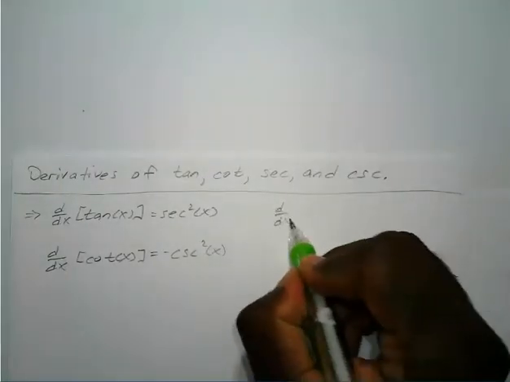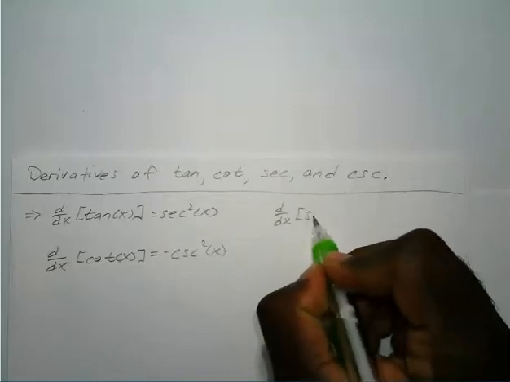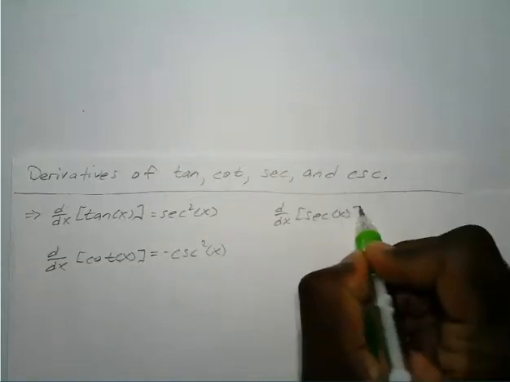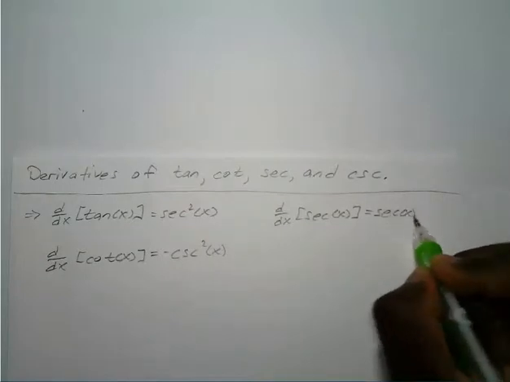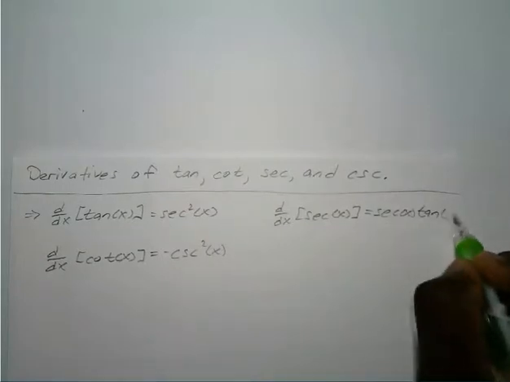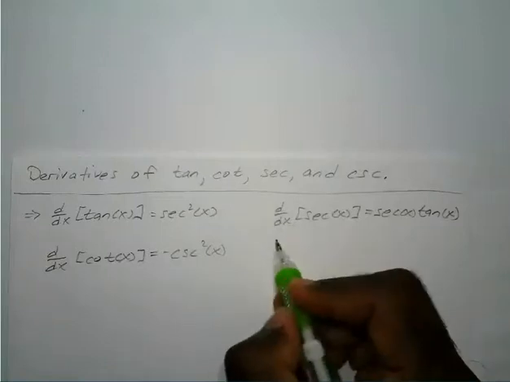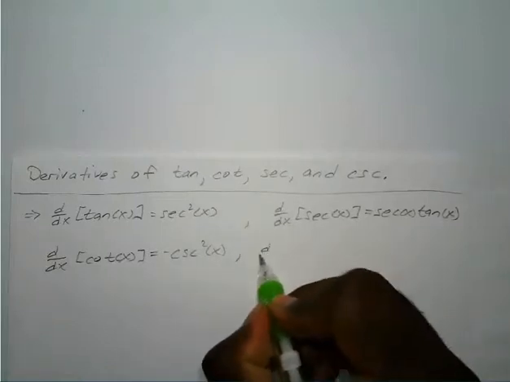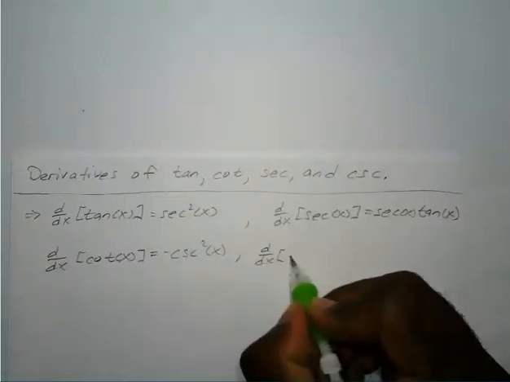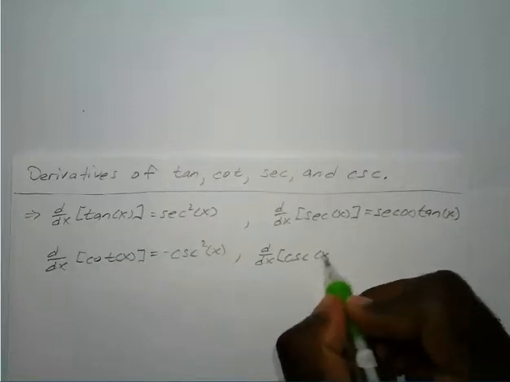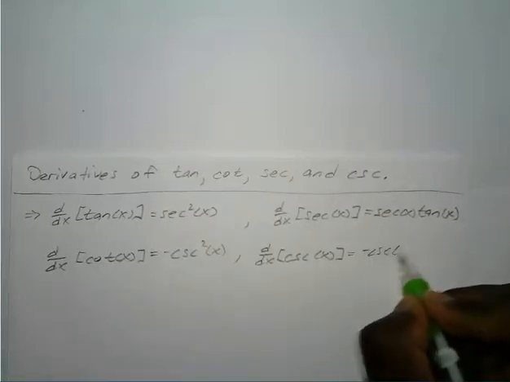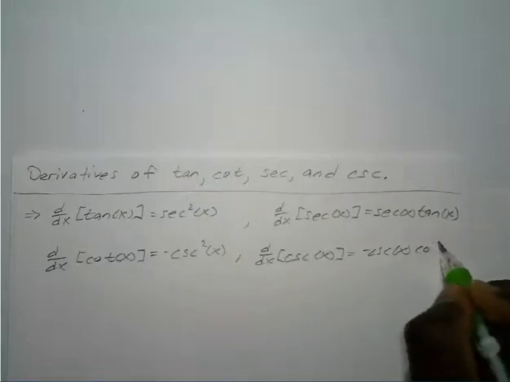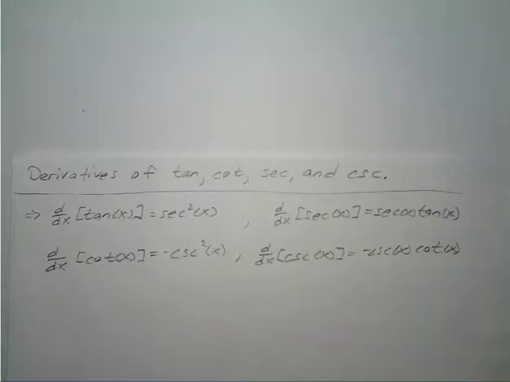the derivative of secant x equals secant x times tangent x, and the derivative of cosecant x equals negative cosecant x times cotangent x.